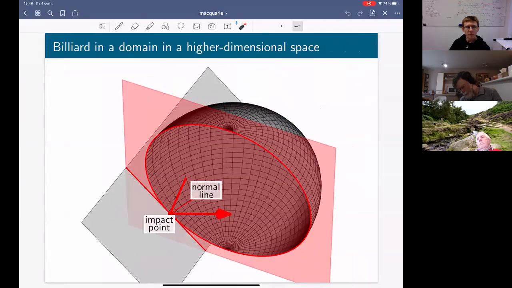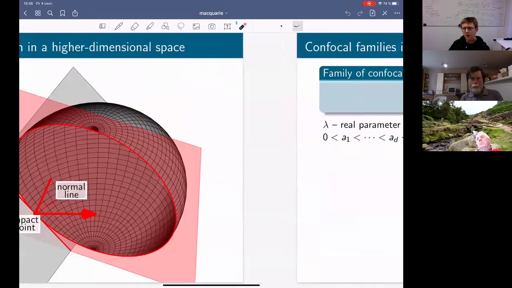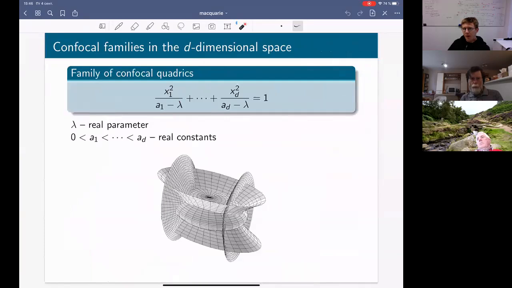Okay, so the billiard in higher dimensional space is defined similarly as in the plane one. We have a particle within a given domain which moves freely within the domain and reflects according to the billiard reflection law at the boundary. So for billiards within ellipsoids, confocal families of quadrics have the crucial role.